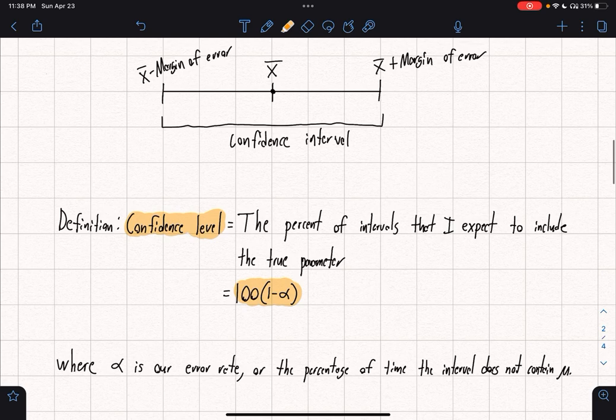So alpha is just like our error rate. It's the percentage of time we're going to be incorrect, or the percentage of time the interval does not contain mu. So alpha will just be something that we decide before we start a problem, or it'll be given to us. So we take our error rate, 1 minus that will be our confidence level. So these are things that as scientists, this is what we get to decide on. We're going to choose before we start doing any research. This is our confidence level. This is our alpha level.